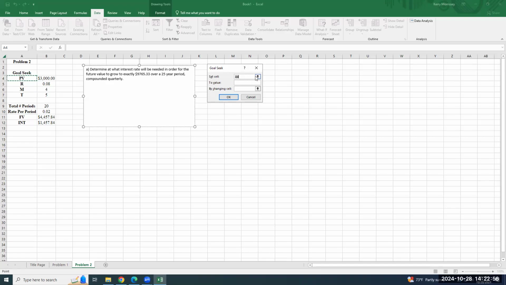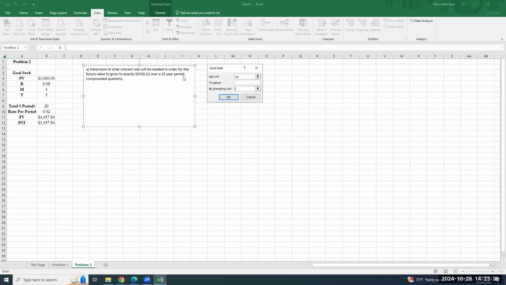To walk you through the bare minimum, we're going to set cell to whatever our known value is in that cell. So select that cell. Then it says to value. Well, what value do we want specifically? And then by changing what particular cell? What cell can we change and vary? Again, our question is to determine what interest rate will be needed in order for the future value to grow to exactly this amount over a 25-year period.